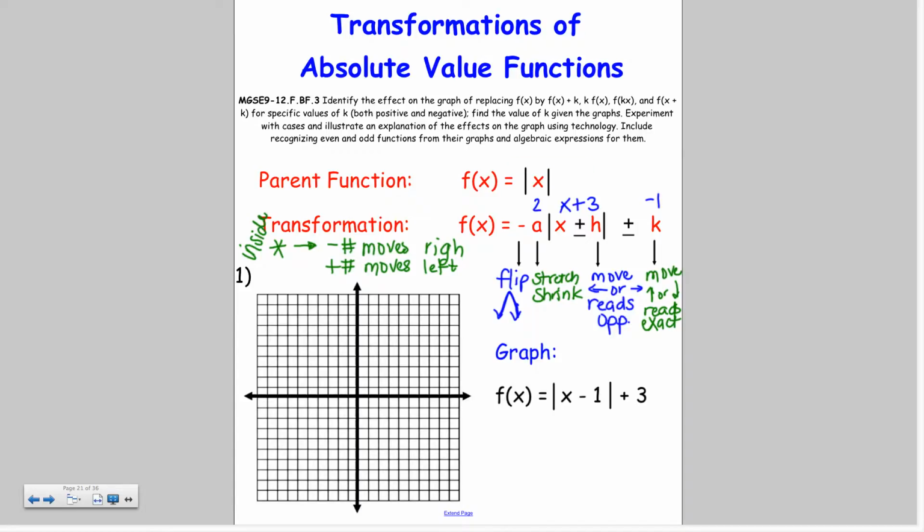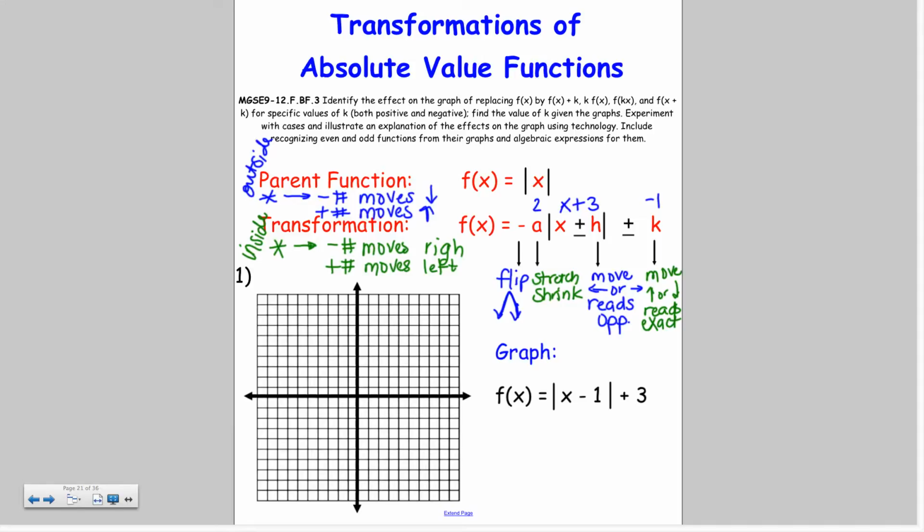Okay? So for the outside, you want to make a note right here somewhere. For the outside, the number, if it's a negative number, it moves down. If it's a positive number, it moves up. Okay? So that's what that does. That's how our graph is transformed.